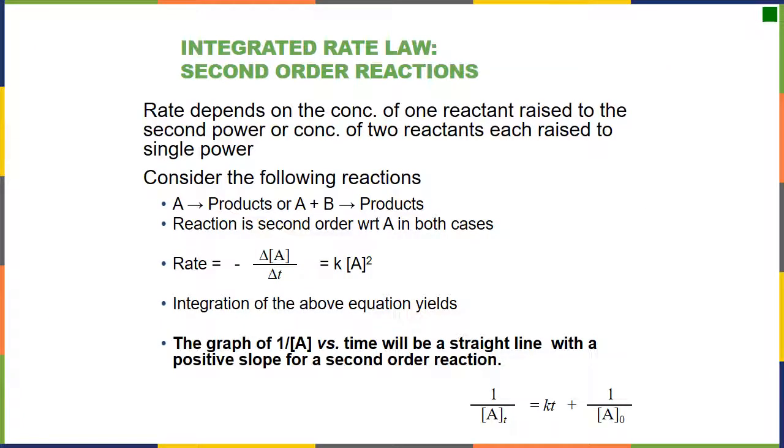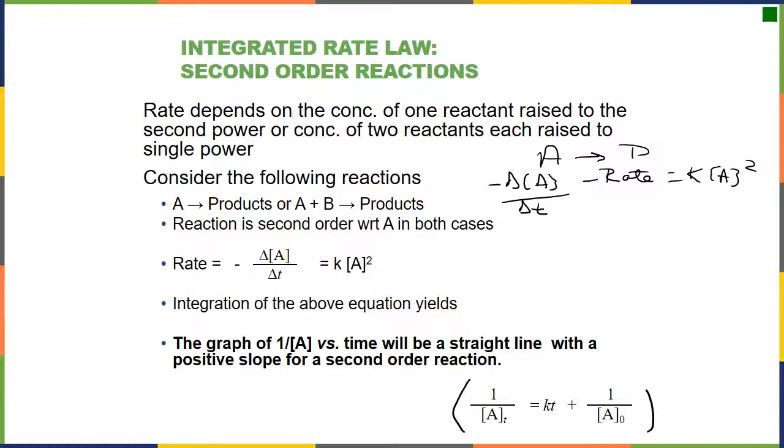All right, what about second order kinetics? Well, it's still going to be of the form A goes into products, except now rate is going to equal k times A squared. Our rate is going to be negative change in concentration of A over the change in time, and we're going to integrate it. When we integrate this, we get this equation, where 1 over the concentration of A sub t, and note A sub t is what's left, is equal to kt plus 1 over the initial concentration.